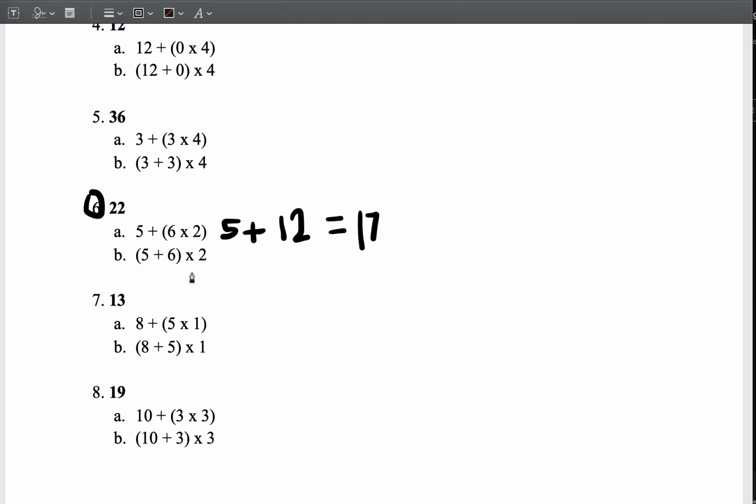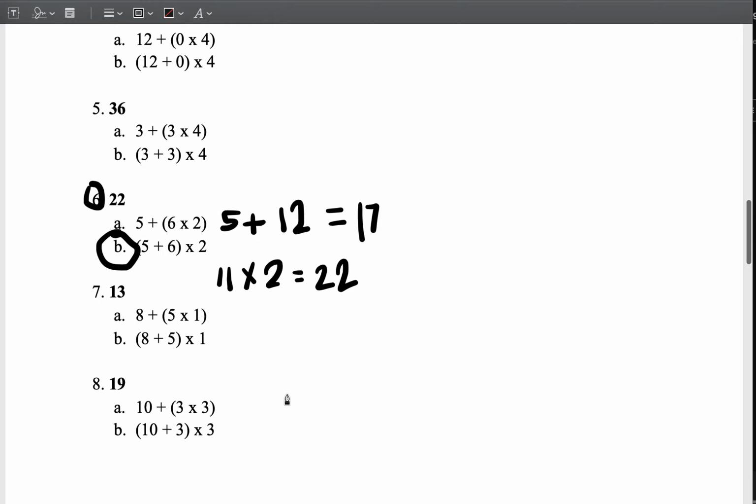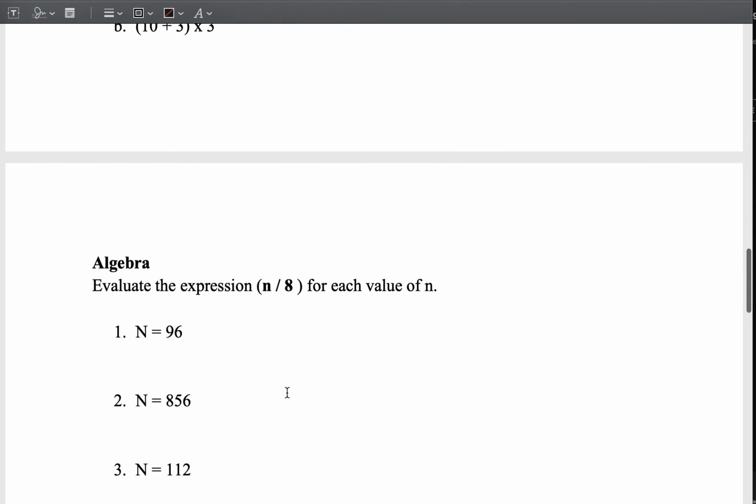5 plus 6 is 11. If you know how to add, and then multiply it by 2. We know that 11 times 2 is indeed 22. So the answer to the second question is B. I think this one's pretty simple too. You just basically just do the parentheses first.